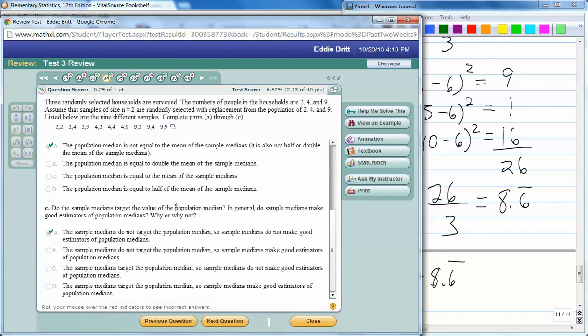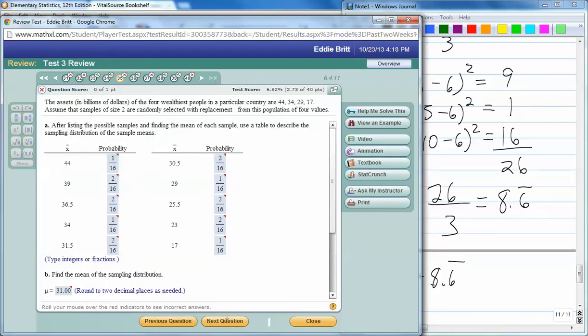Do sample medians target the value of the population median? No, they do not. Do they make good estimators? No, they do not. That makes them a biased estimator. So it's the same thing on this one, except we are doing means.